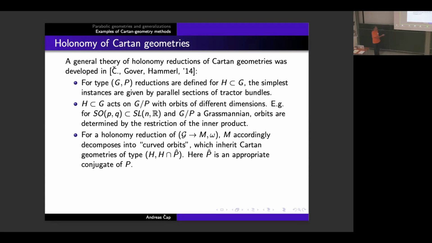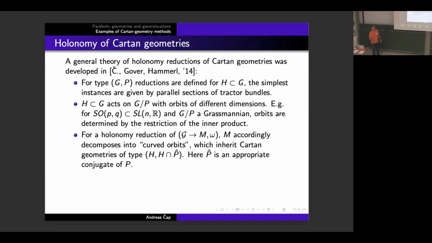Yeah, because the types of Cartan geometries are obtained by looking at H and the intersection of H with appropriate subgroups conjugate to P. Yeah? So you just go through the list of orbits, and you go through the list of types, and you know on this orbit you get induced that, and so on and so forth.